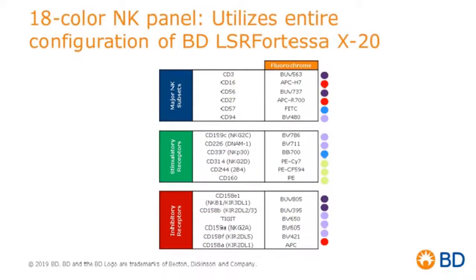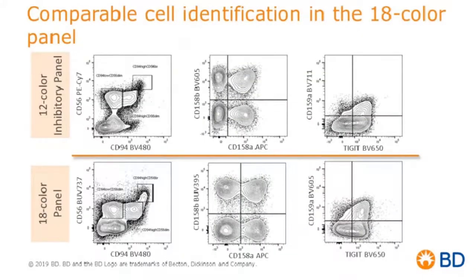So with all those considerations in mind, we went ahead and designed our 18-color NK panel using the 5 laser configuration. And you can see that each dot represents a laser line. We'll be able to spread across 5 lasers, taking into consideration the antigen density and the co-expression levels, and we have optimized our panel to analyze all these markers simultaneously. But the first thing that we wanted to do, of course, was to make sure that biologically we are gathering the same information as we were when we were using the 12-color panels.